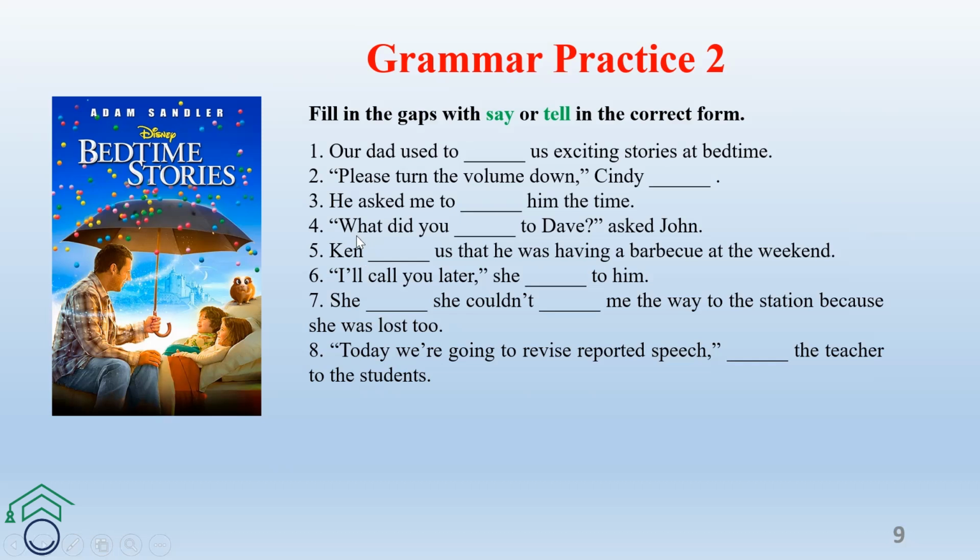Света Маслова. Да? Sentences 5 and 6. Ken told you that he was having a barbecue at the weekend. You're right. Ken told us. We have an object, we have a person, we don't have any to, so Ken told us. One more sentence. I'll call you later, she said to him. Well done, well done.